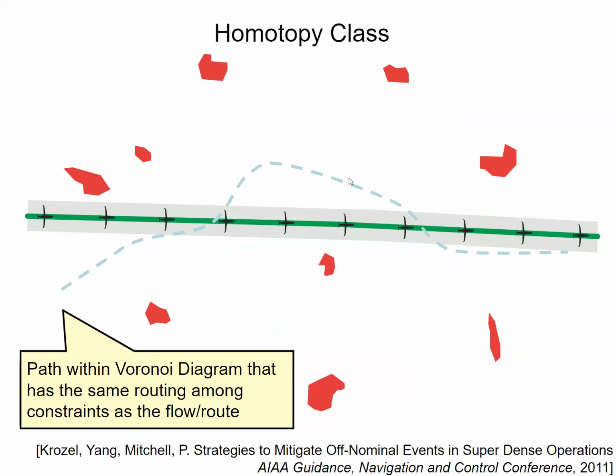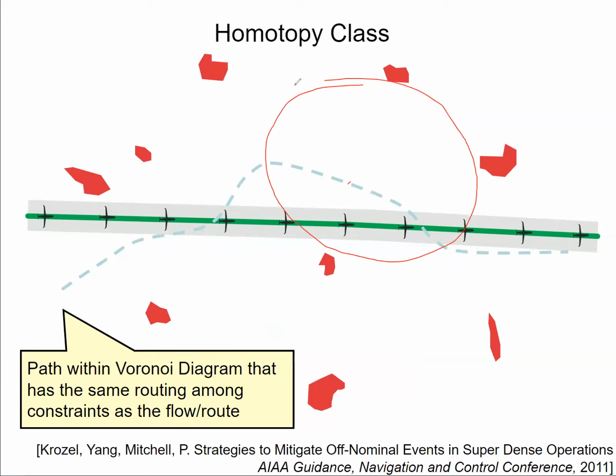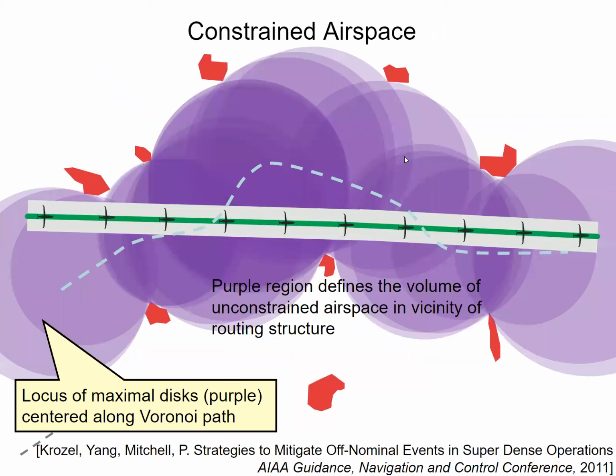And then, well, we know that on any point of this path, there is a circle which touches at least two obstacles. And you can wiggle within these circles because these circles are obstacle free. So you can actually put these maximal disks, these purple disks, centered on the path in the Voronoi diagram, and this purple region, what you see purple now, is something that defines the wiggle room for our route.